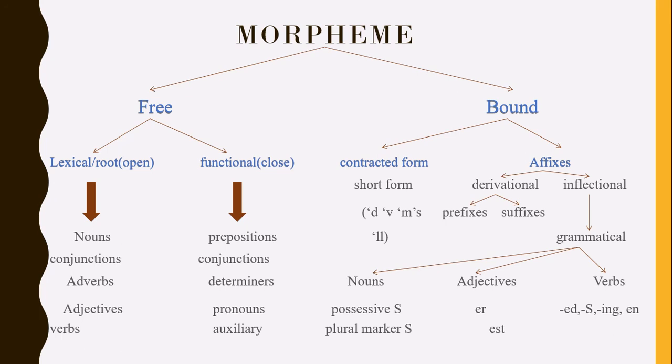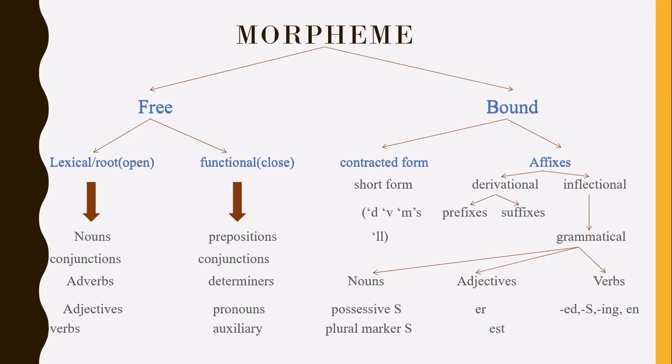Now for the other category, which is inflectional affixes, or we call them grammatical affixes also. So we have nouns: possessive s, plural marker s. Adjective, we have er, est. Verbs, we have ed, s, ing, en. So simply here we call them inflectional affixes because the meaning doesn't change and the category also doesn't change. So if I add ed to the verb play, then the meaning doesn't change and even the category doesn't change.